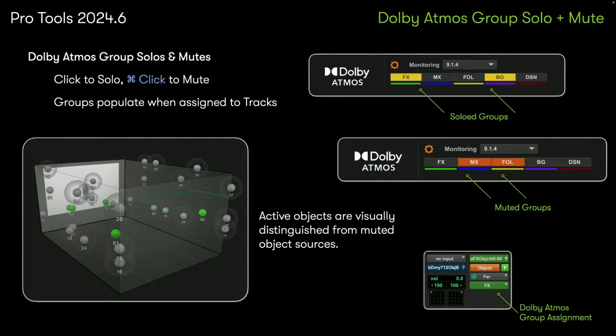Something that's also new in 2024.6 is the ability to solo and mute Dolby Atmos groups. So you can actually assign your effects, your music, your Foley, your backgrounds, your dialogue, and you can solo them out. And using these groups, I'm going to show you something very cool later on. Earlier in the panel, we talked about making stems. Making stems has been a little difficult in Dolby Atmos. Well, now making stems, making a music and effects export is very easy, and we can do all of that with the built-in Dolby Atmos renderer inside of Pro Tools.